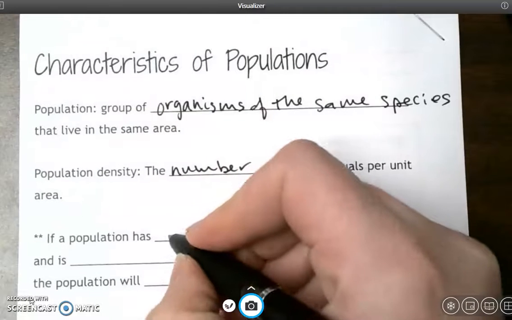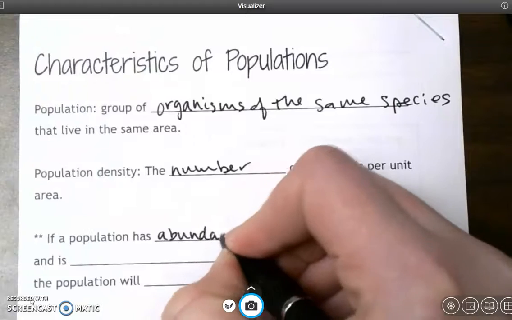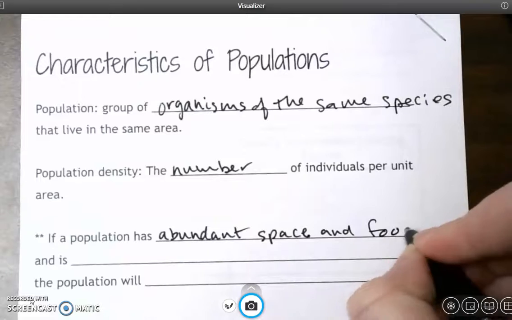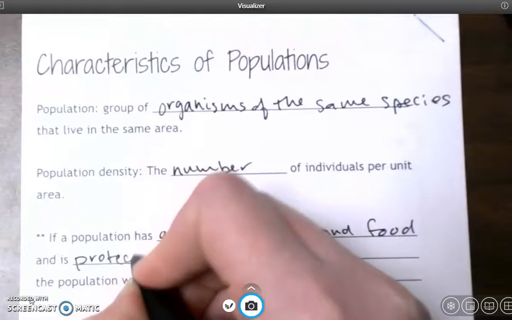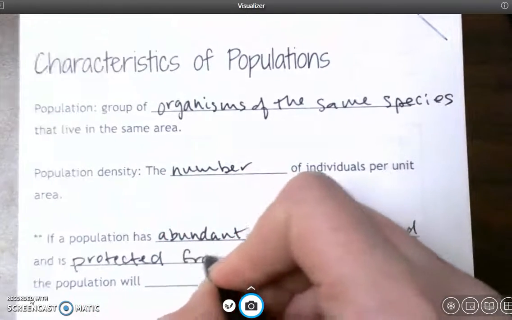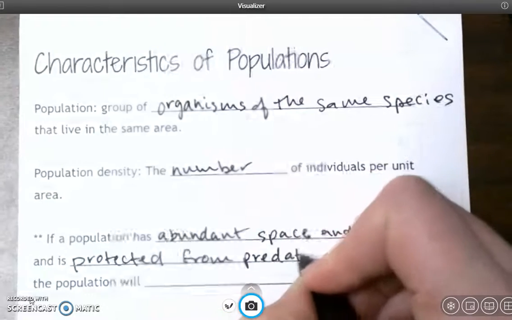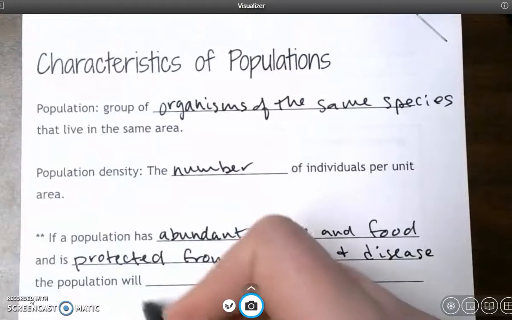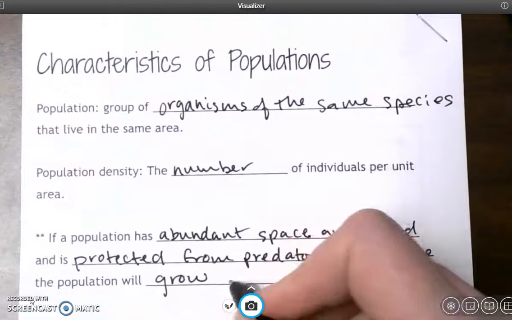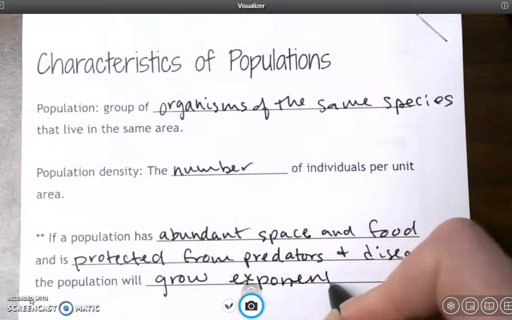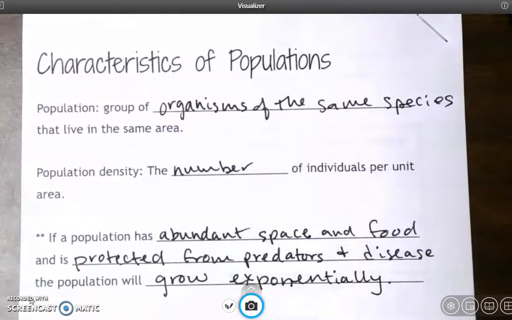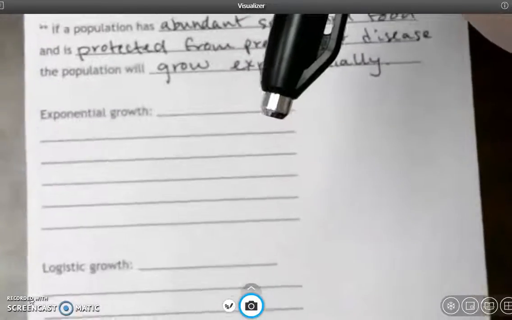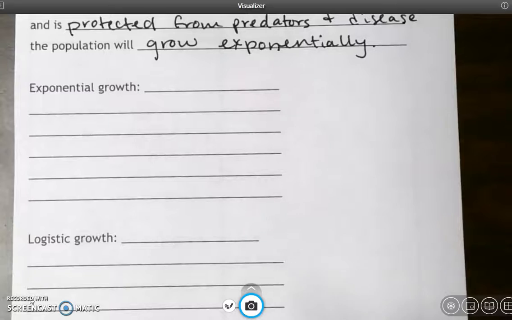If a population has abundant space and food and is protected from predators and disease, the population will grow exponentially. You might be asking, what does grow exponentially mean? It means that the population will double, then double, and then double again.